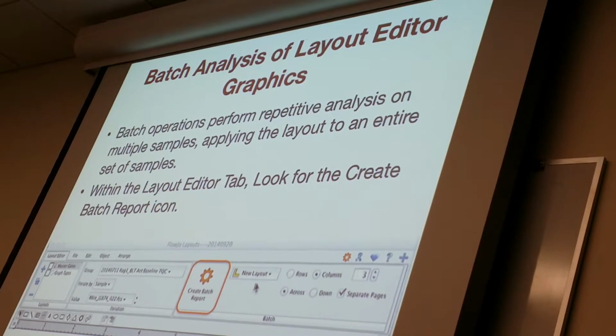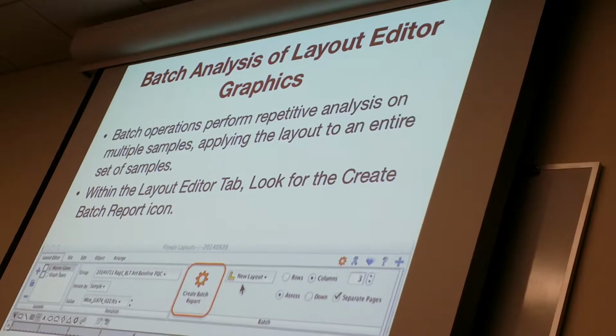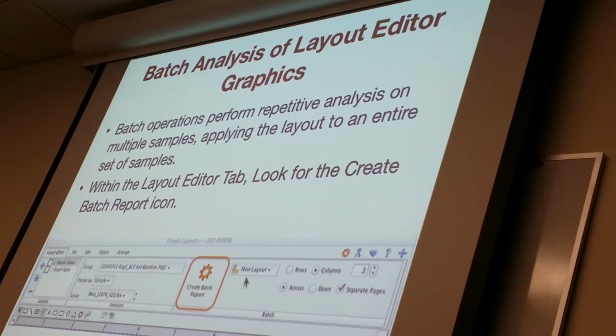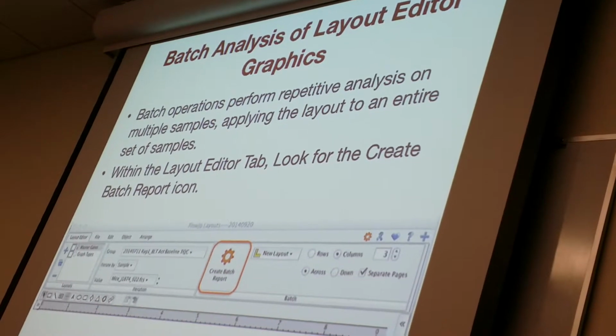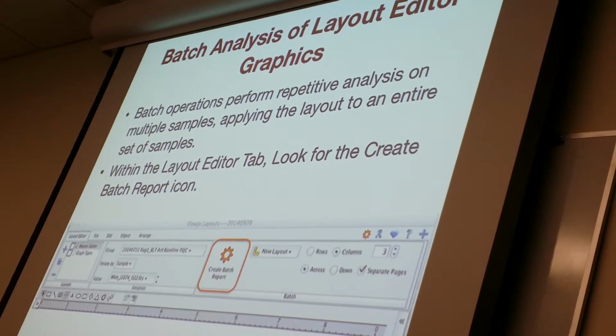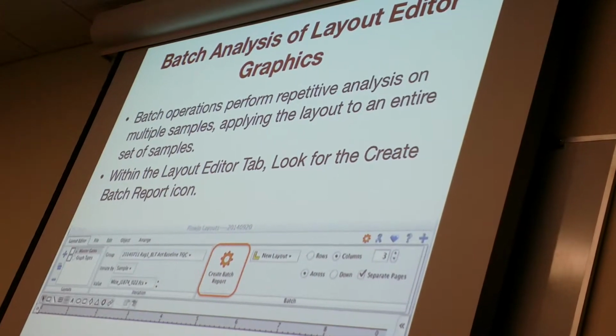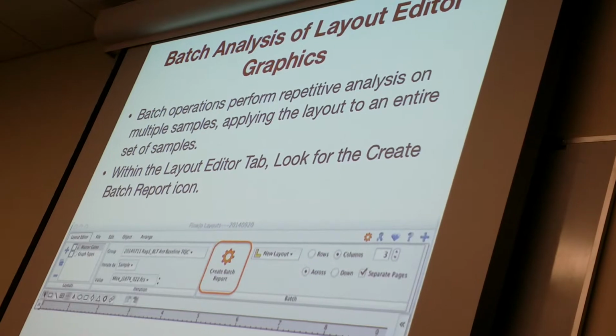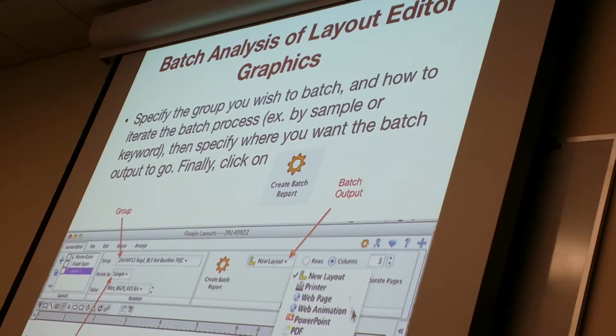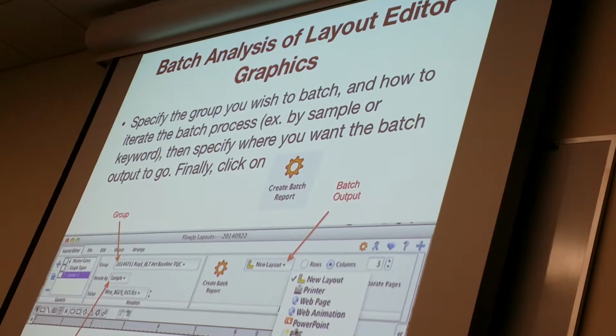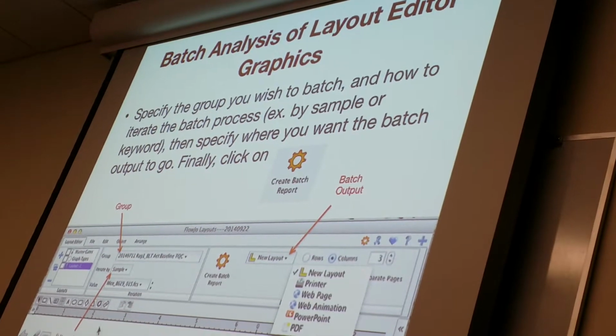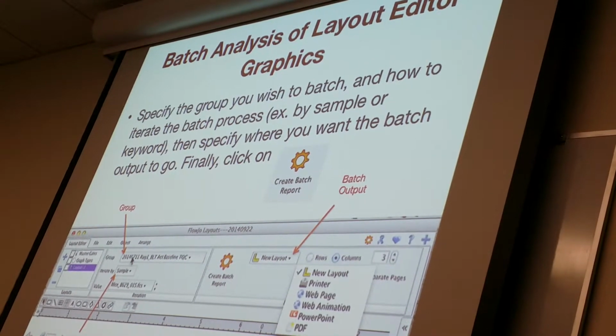Select where it's going to go, in this case to a new layout, but you can go directly to a PDF or a PowerPoint file, or to an HTML preview that will just open in your web browser. We'll go through a couple of these options right now. I'm showing that right here. So yeah, layout, printer, web page, PowerPoint, PDF, select from the drop-down, how to iterate, what group to iterate.